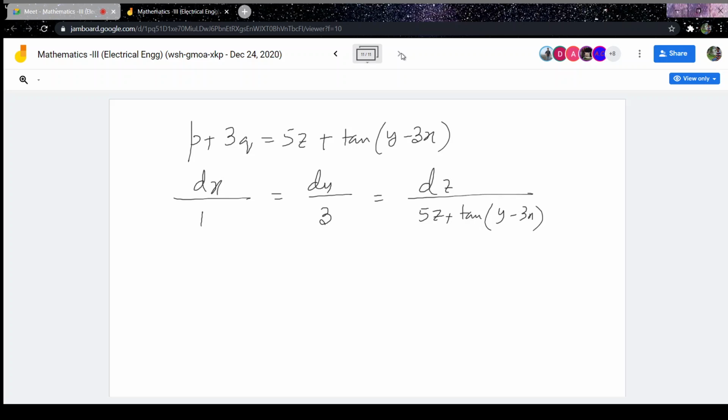So 3dx is equal to dy, so your y minus 3x is equal to c1. From these two, I have integrated 3dx equals dy, so I have got y minus 3x is equal to c1. So I will put this y minus 3x is equal to c1 here, otherwise it won't be easily integrable. So I will get another one: dx by 1 is equal to dz by 5z plus c1. Now you can easily integrate this.